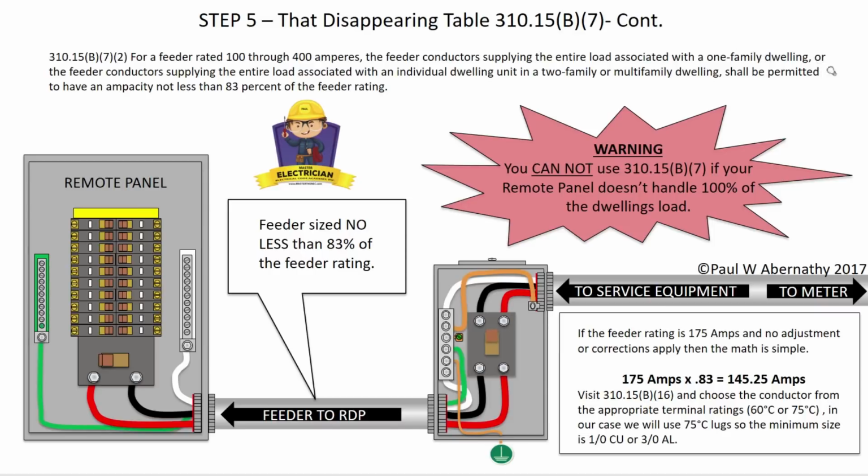That'd be like your house. Or the feeder conductor supplying the entire load associated with an individual dwelling unit. This might be an individual dwelling in an apartment complex. Or I guess it could be a two-family or a multifamily dwelling. Shall be permitted to have an ampacity. Again, you could size it under the normal 310.15(B)(16) if you want. This is allowing you to size it based on not less than 83% of the feeder rating. So whatever the rating is here, in this case, we'll stick with the 75 rating amps.